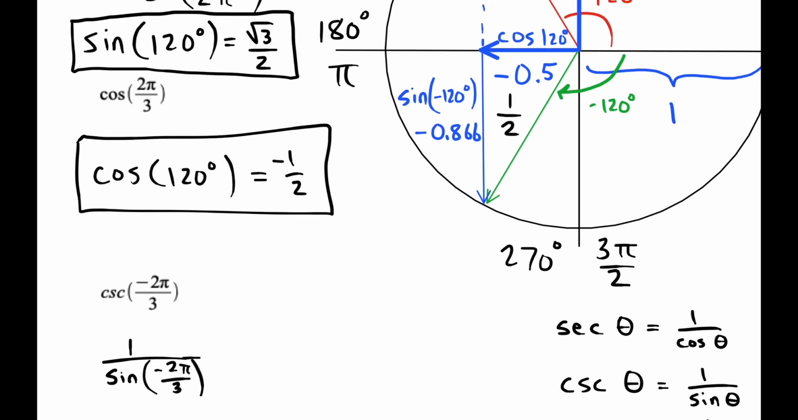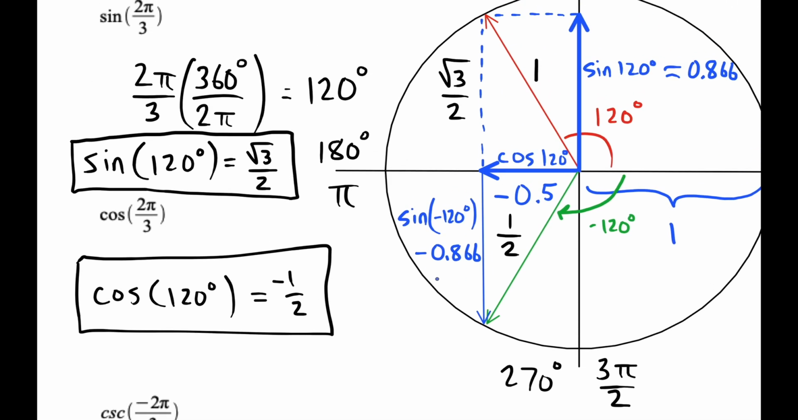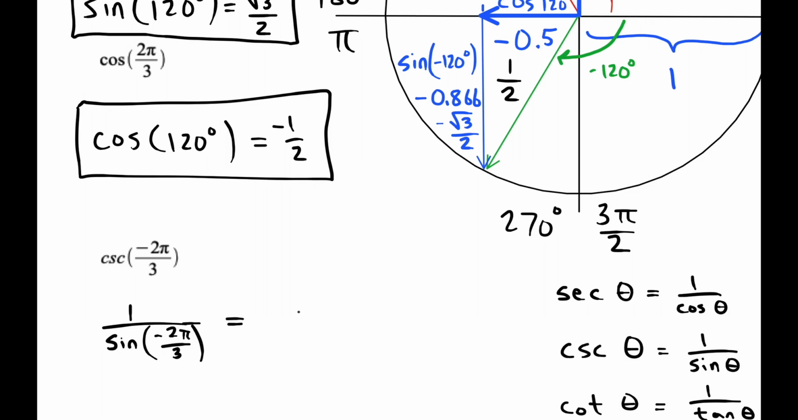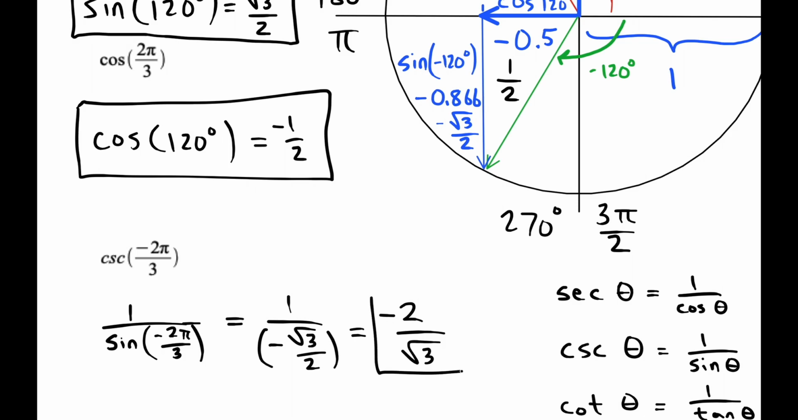And as we saw above, this is negative radical 3 over 2. Okay, we can use the idea that when we have 1 over a fraction, we can actually just flip the fraction. And this will simplify it to negative 2 over radical 3.